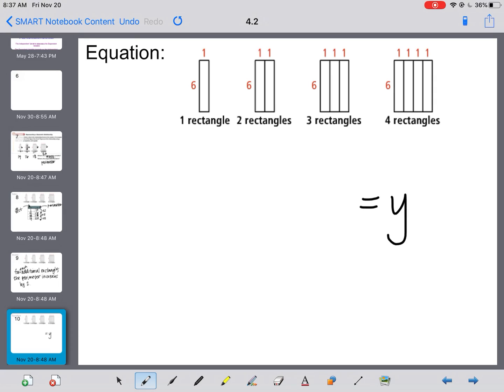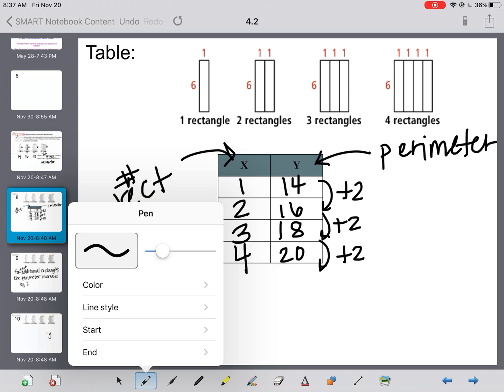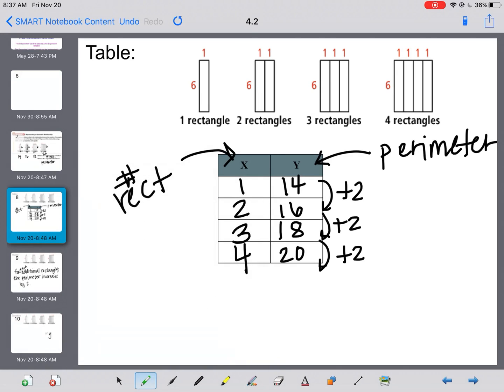Perfect. Okay, now they want an equation. All right, well, that means we have to write down what's happening. All of it is going to equal y, equal our perimeter. But how could I figure out my perimeter for any number of rectangles using an equation? I should have a variable in there somewhere, and we'll just have to figure out where it goes and what we have to do to it.